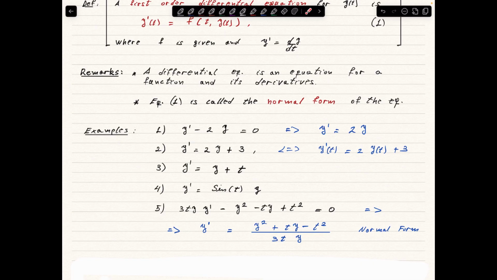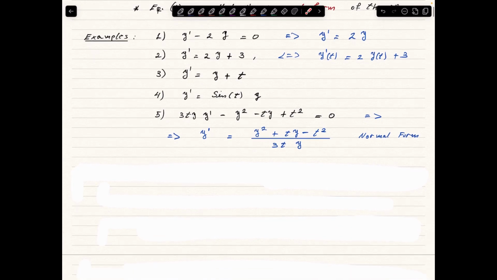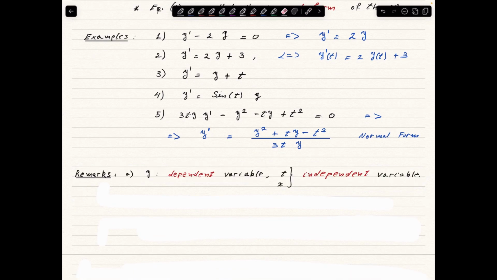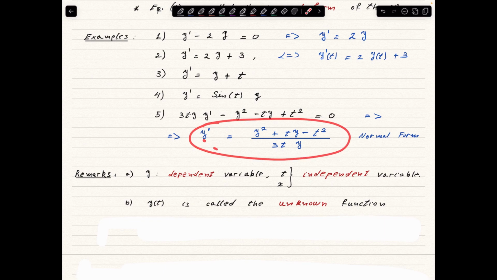But both are essentially the same equation in the sense that both equations have the same solutions, or almost the same solution. There are some details that we are going to go over later. Okay, a couple of remarks. The first remark, or definitions: we are going to call the function y the dependent variable, or the unknown function. Y is also called the unknown function, because usually when you have an equation like this, you are looking for the functions y that are solutions of this equation.